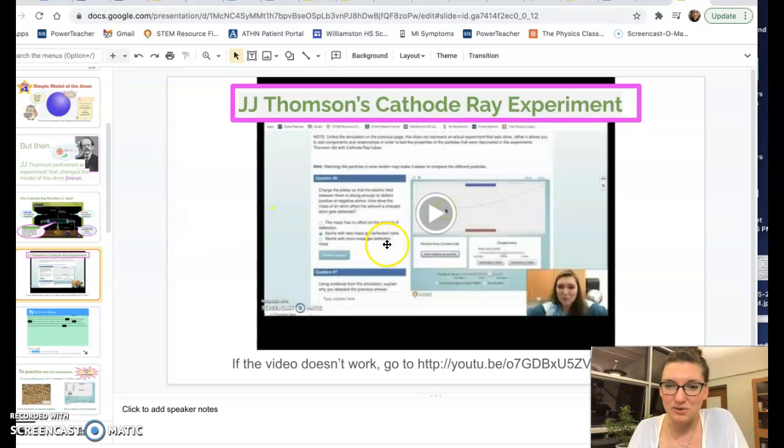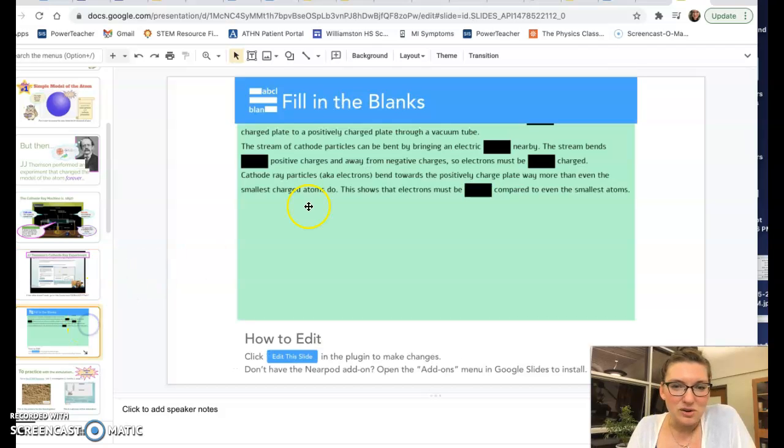There is a video just about this that I'm going to let you watch. It's also linked in the Google Classroom: J.J. Thomson's cathode ray experiment. So let's fill in the blanks here. Oh goodness, we can't even see it all.